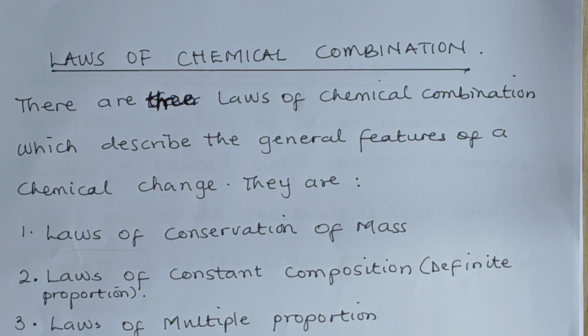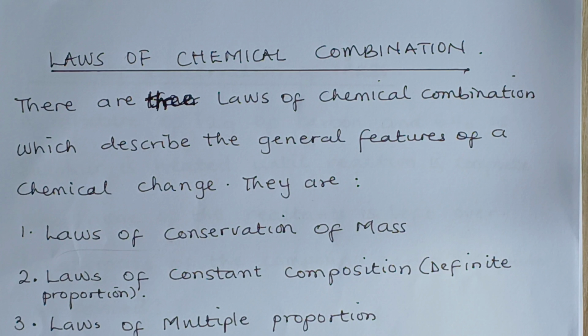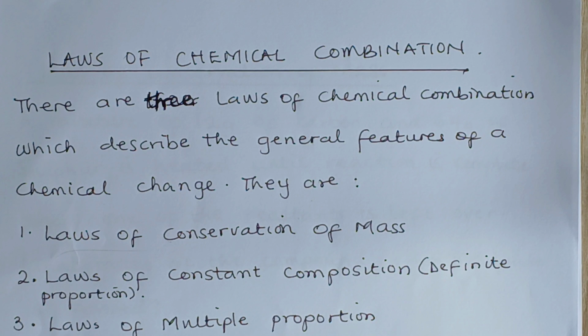So back to the laws of chemical combination. There are 3 laws of chemical combination which describe the general features of a chemical change in a chemical reaction. They make up the foundation of chemical equations and chemical formulas. The first one here is the law of conservation of mass. The second one is the law of constant composition, which also means definite proportion. And the third one is the law of multiple proportions.